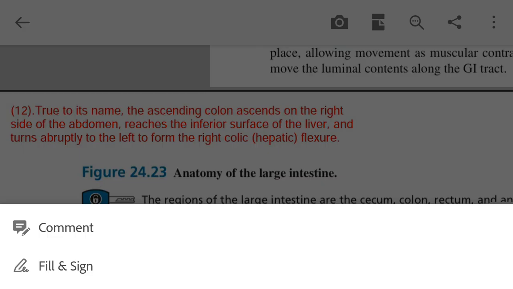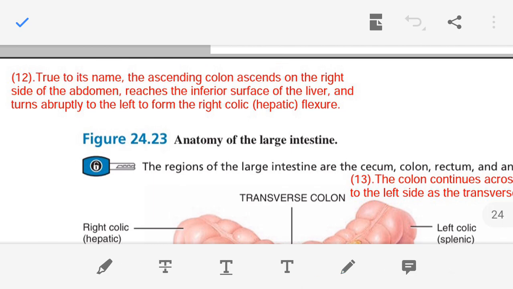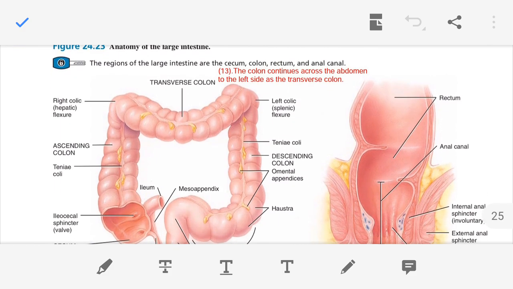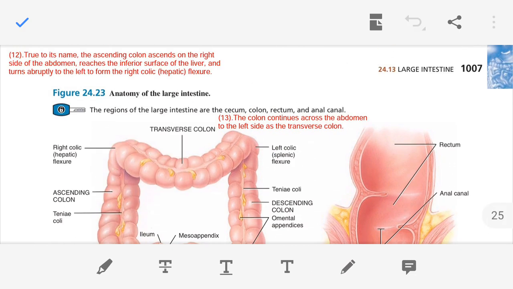Now, as the name suggests, true to its name, the ascending colon ascends on the right side of the abdomen. So it is projecting upwards. You see, it is ascending. This side is the right side of the abdomen, and the other side is the left side of the abdomen. Here you see the ascending colon is ascending in the right abdomen, true to its name.